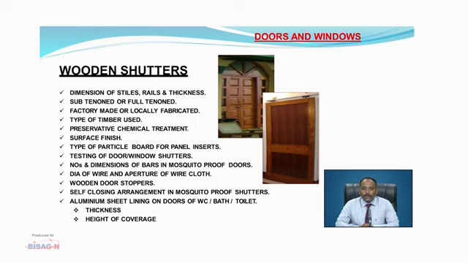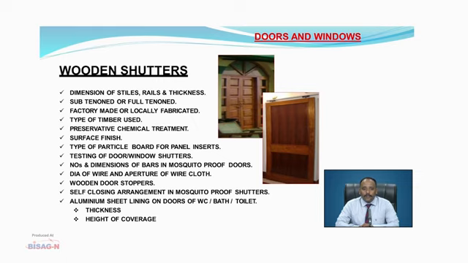The type of timber also plays a role in the nature of finish to be obtained. Preservative chemical treatment should be carried out. Also, it has to be ensured that the surface finish is of the utmost quality. The type of particle board being used for the panel inserts has to be checked. Also, the testing for doors, windows and shutters has to be carried out before the approval of material.